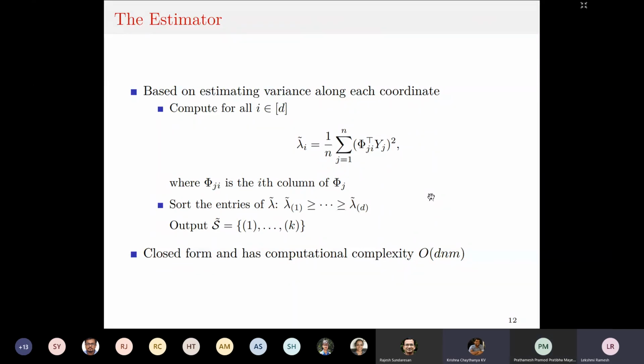Lakshmi, this is Krishna. I had a question. So you mentioned that there's a case where the support might be changing across a batch of measurements. It might be varying. So how will your approach vary in that case?